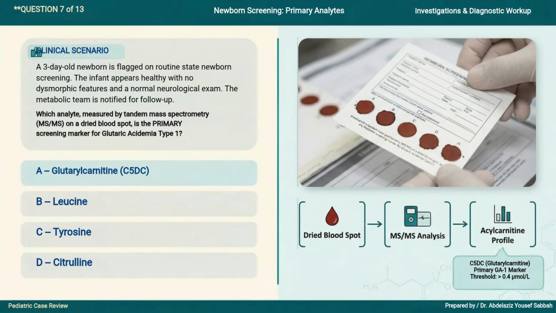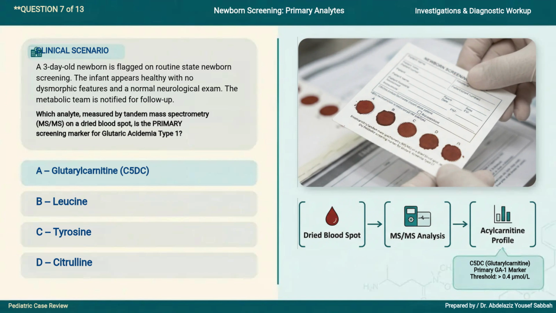Case 7. A 3-day-old newborn is flagged on routine state newborn screening. The infant appears healthy with no dysmorphic features and a normal neurological exam. The metabolic team is notified for follow-up. Which analyte, measured by tandem mass spectrometry on a dried blood spot, is the primary screening marker for glutaric acidemia type 1?